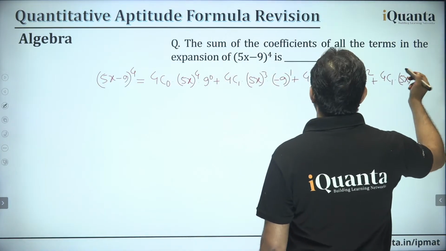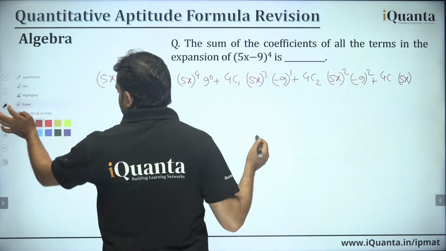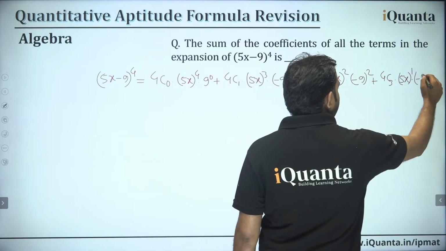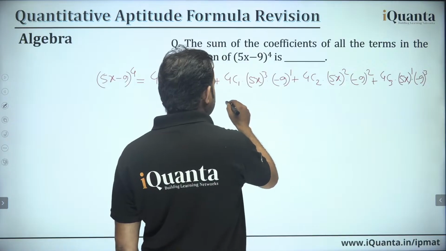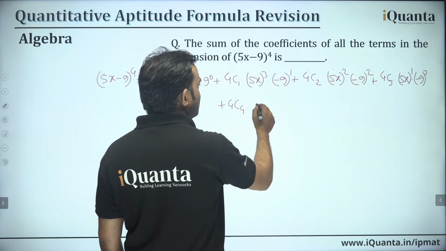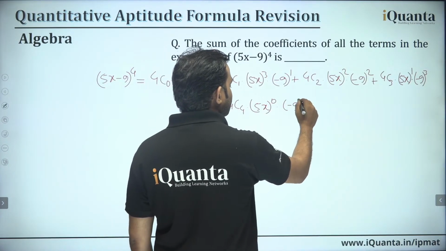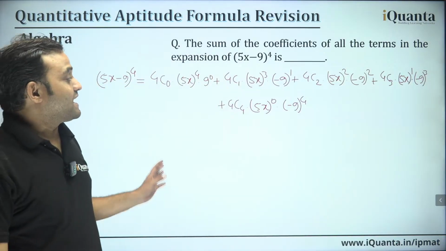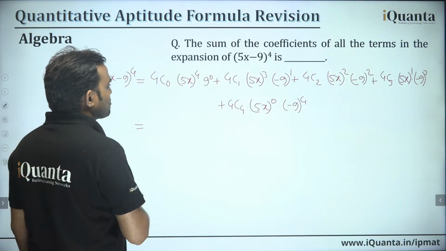Then the next term will be 4c3 into 5x to the power 1 into minus 9 to the power 3. Then we will have plus 4c4 into 5x to the power 0 into minus 9 to the power 4, right? Now if we check each term independently, what will be the constant part?